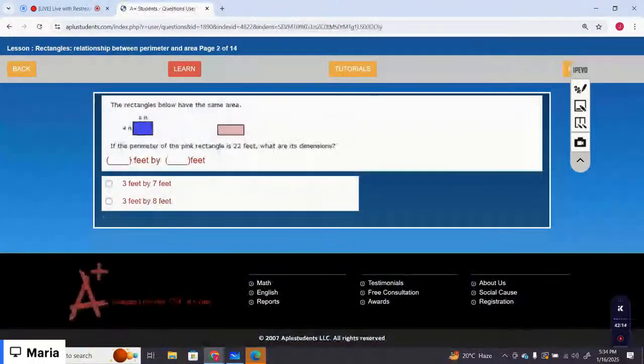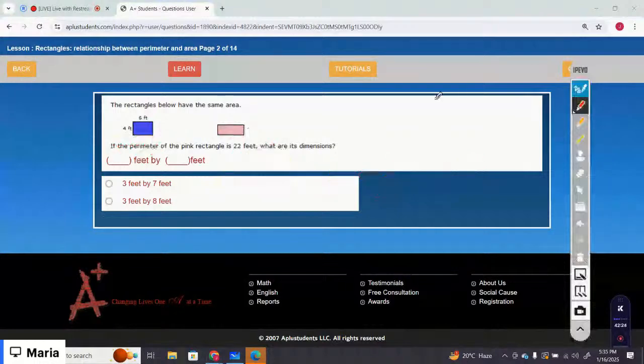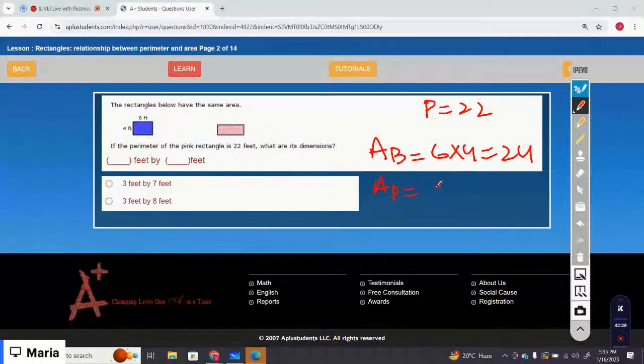The two rectangles have the same area. If the perimeter of the pink one is 22, what are its dimensions? The perimeter of the pink one is 22, right? They have the same area. So the area of the blue one is 6 times 4, that is 24. So that means the area of the pink one is also 24. The perimeter is 22. So what are the side lengths then?